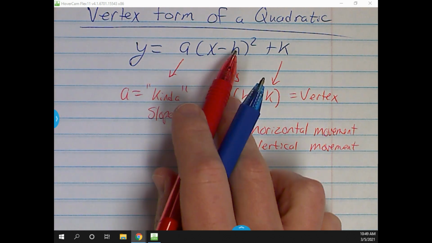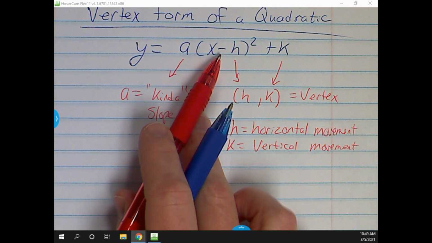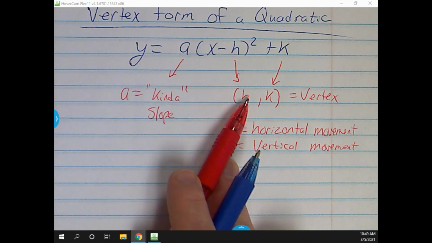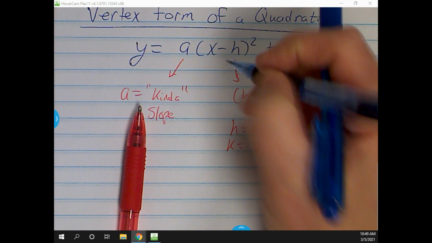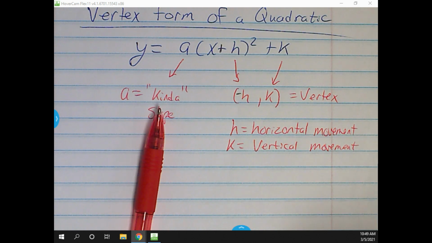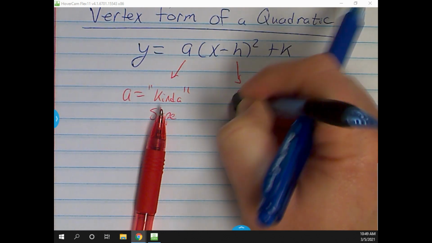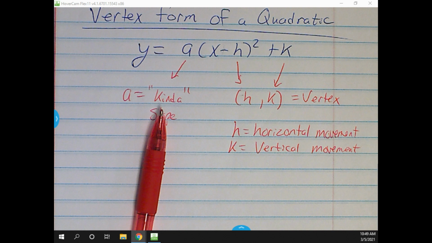Now, the thing that some people ask when we're doing this is, well, this was x minus h, and this is a positive h here. Whatever the sign is in the parentheses, you always change that sign, from negative to positive, or from positive to negative, when you take it out to figure out what the vertex is.